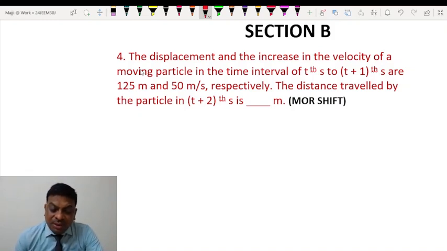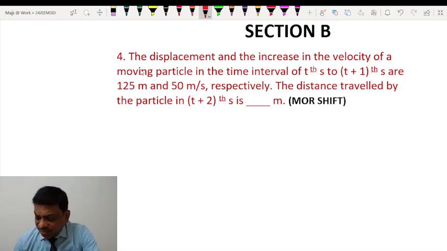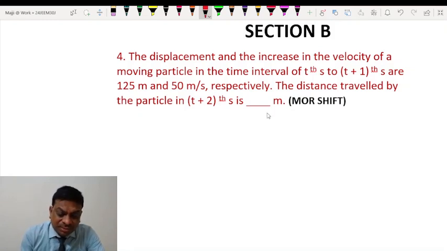So what I mean to say is that I think the underlying assumption is acceleration is constant. If we can have that kind of an assumption, then definitely we can solve this question. Now, you see, students, the displacement during the time t second to t plus 1 second. That means basically it is during the t plus 1 second, the displacement is 125 meter exactly during 1 second. And we know displacement during that second is the velocity.